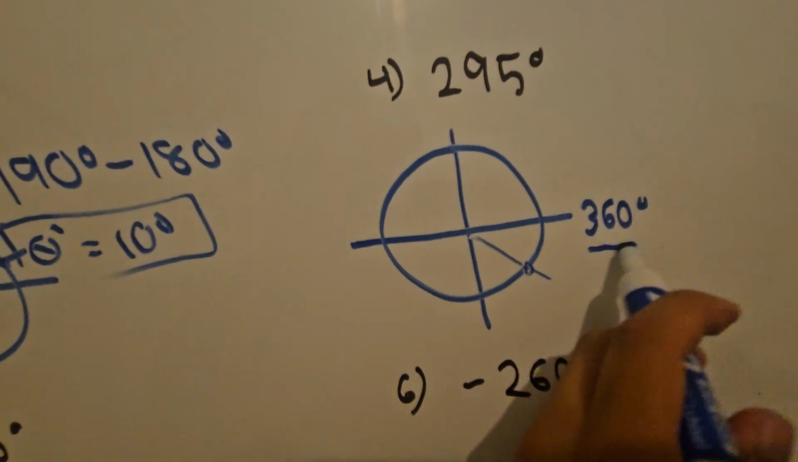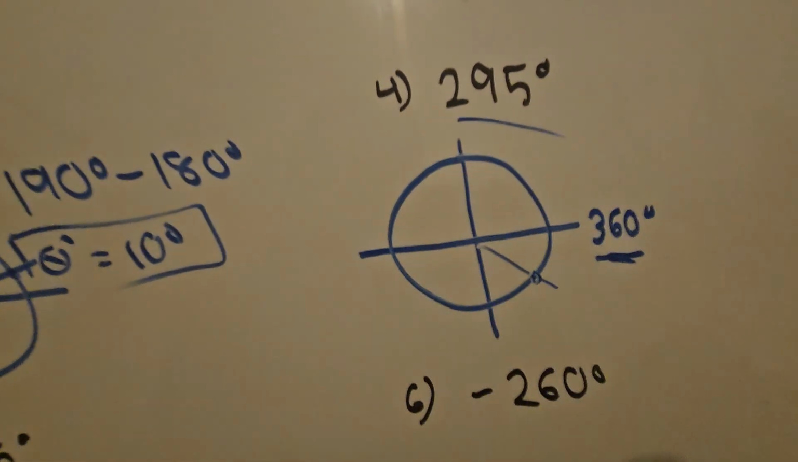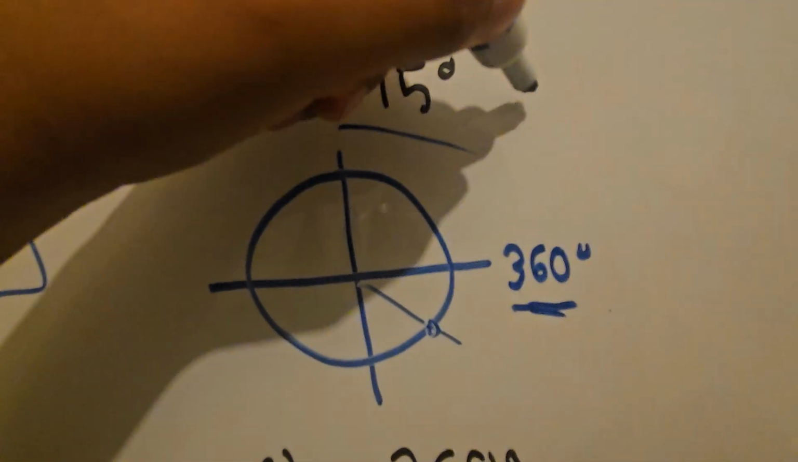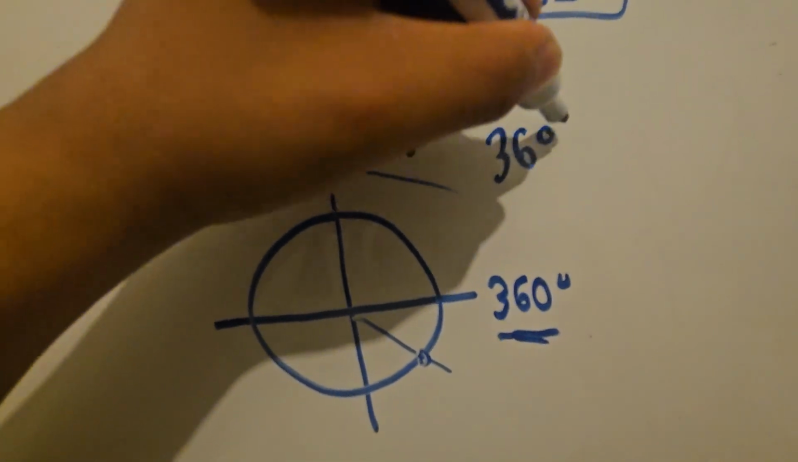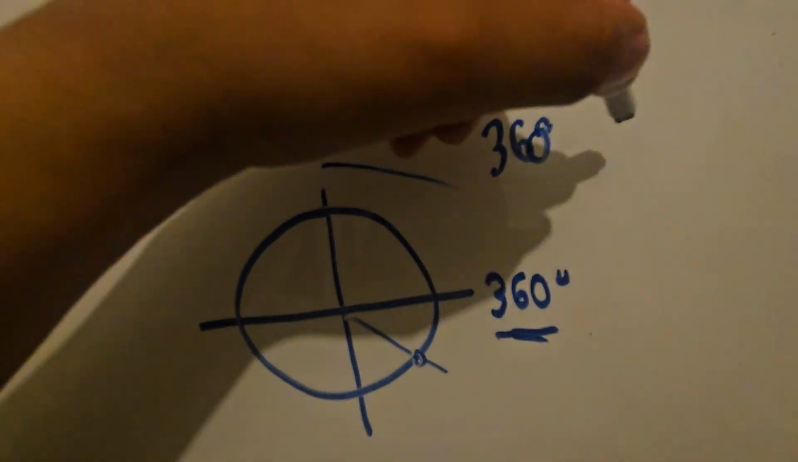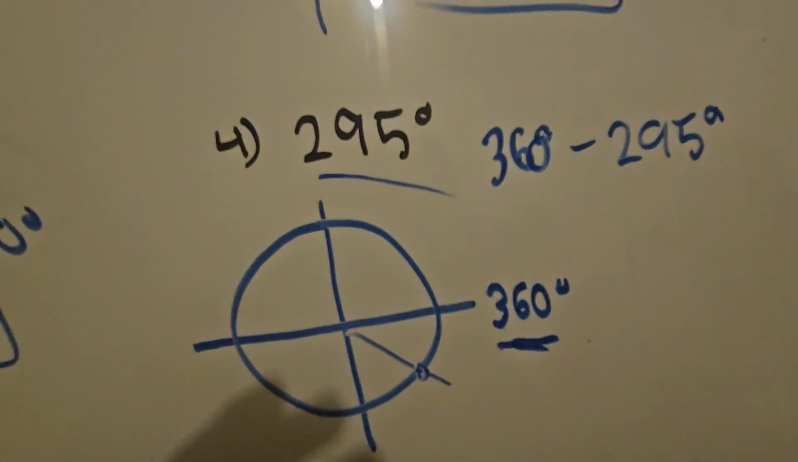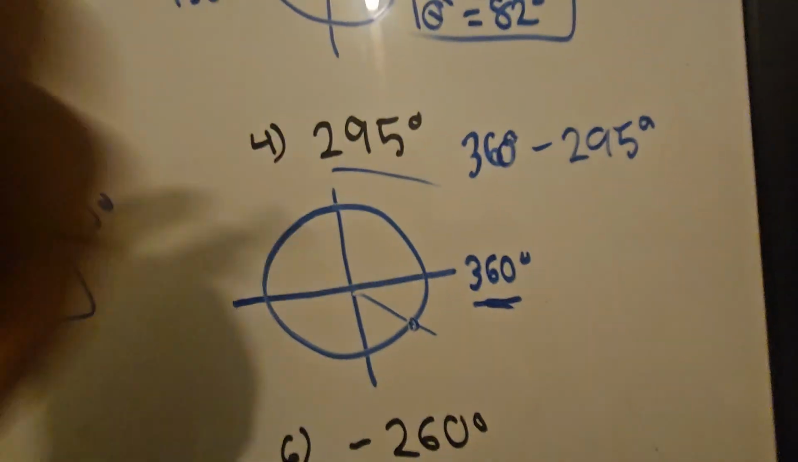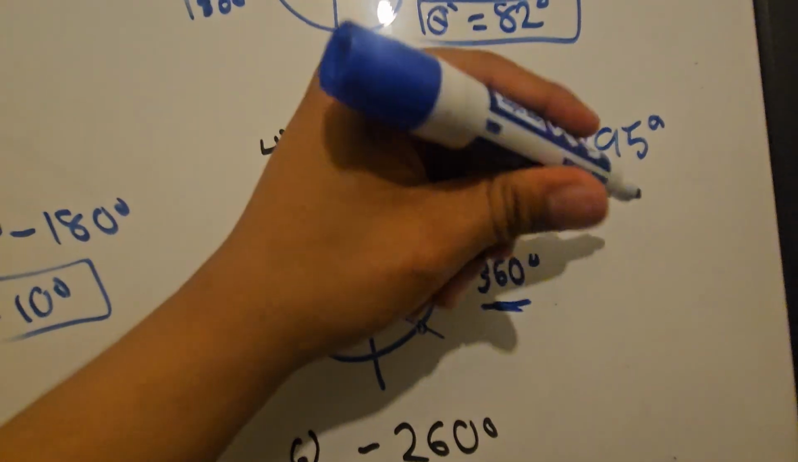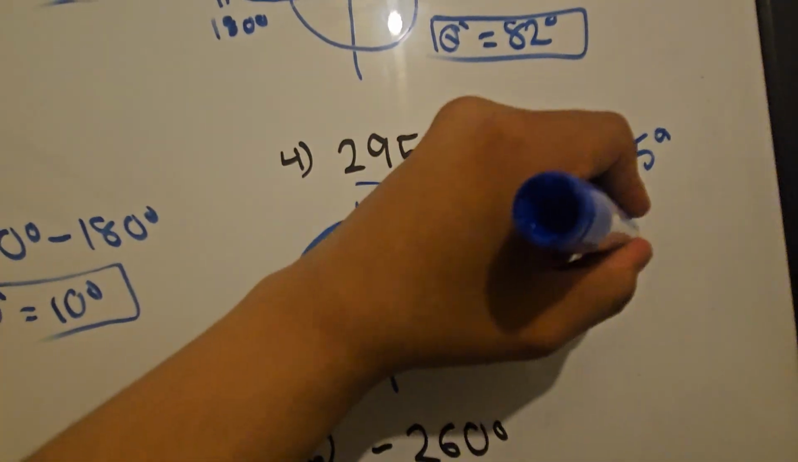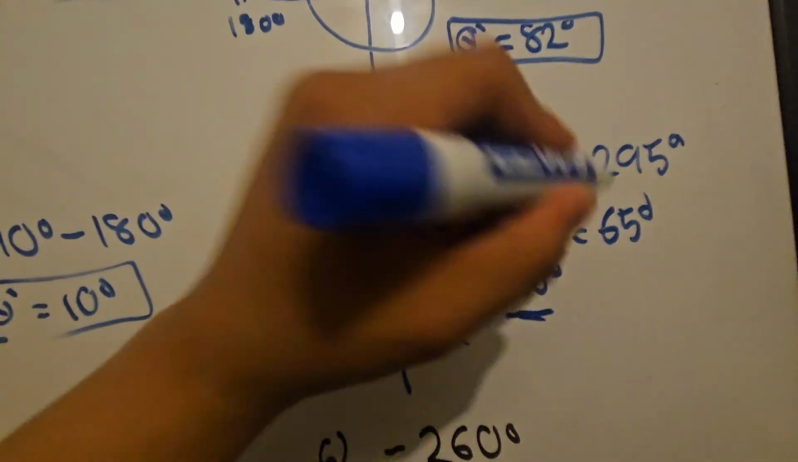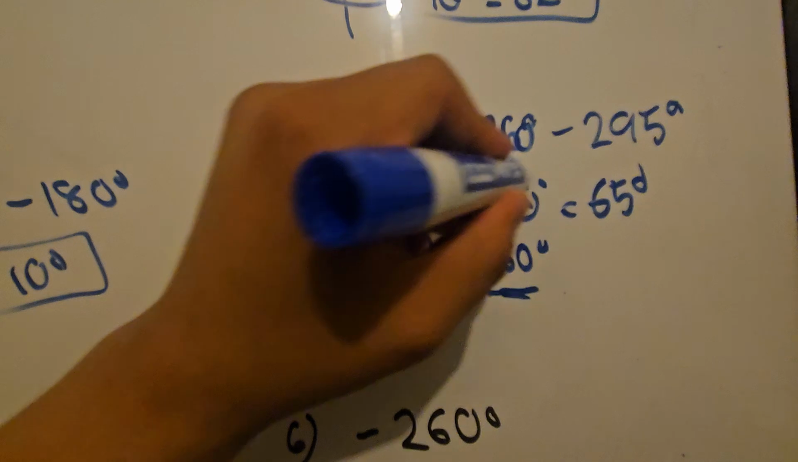Guess what you want to do? You want to take the larger angle and subtract the lower one from it. So 360, sorry about that, minus 295. And let me get my calculator. That will give us 65 degrees. So theta prime is 65 degrees.